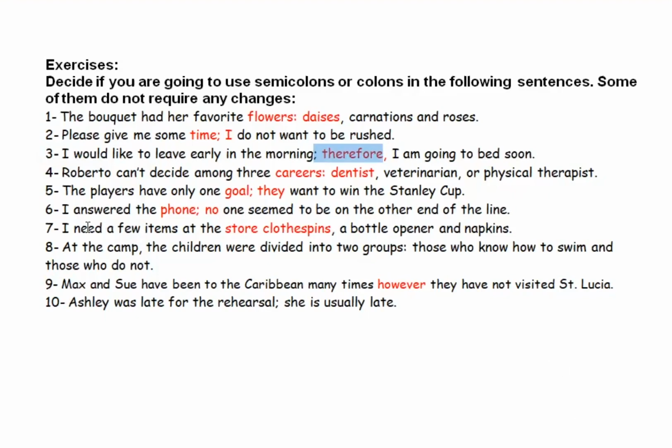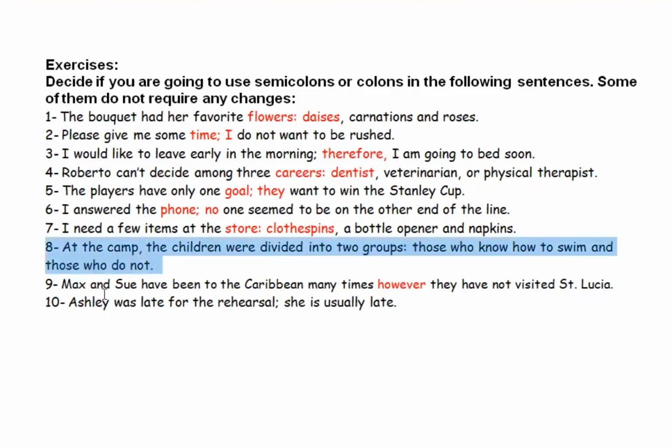Number 7, I need a few items at the store: clothespins, a bottle opener, and napkins. So this is a list of items. We're supposed to use a colon here. Okay. At the camp, the children were divided into 2 groups: those who know how to swim and those who don't. Already we separated the list of items by a colon, so no problems. We don't have any problems here in this situation. And yes, we could consider 2 items to be a list of items. It's acceptable. So we're not going to make any changes in sentence 8. It's already correct as it is.